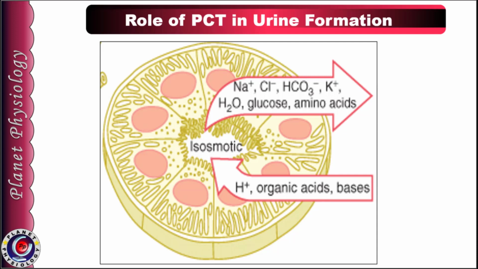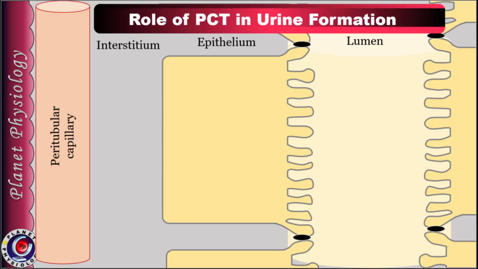So let us study in detail how these substances are handled by PCT. This is the diagrammatic representation showing longitudinal section of proximal convoluted tubule. This is the lumen of PCT. These are the epithelial cells lining PCT.